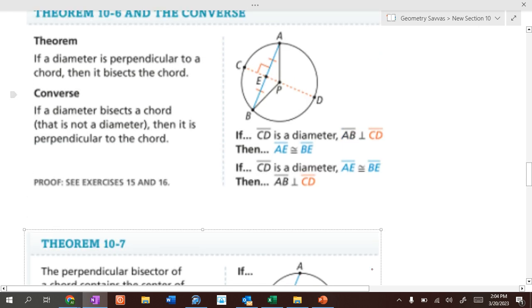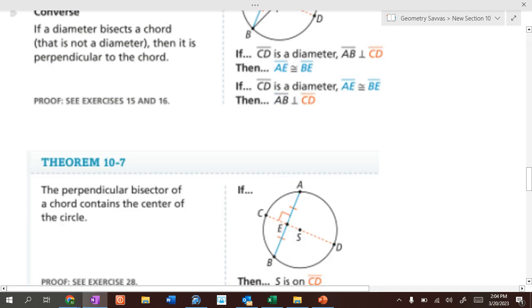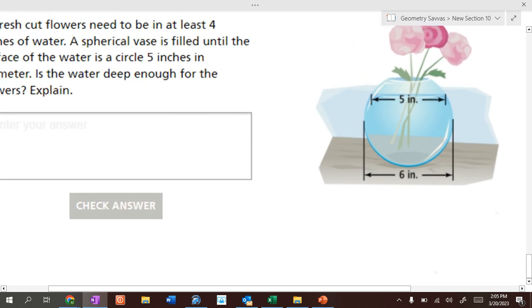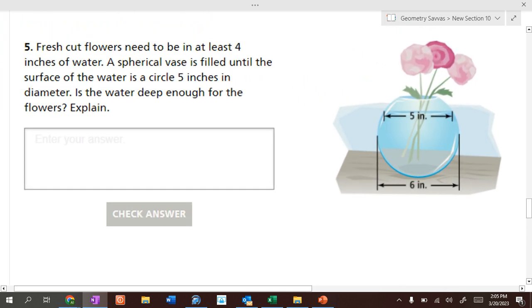What this says is when you cut off a chord, it's going to make a right angle, and these two are going to bisect each other. When a radius intersects a chord right in the middle, it's going to bisect it and make it perpendicular. Okay? So here are some actual problems that we need to solve by using what we just learned.